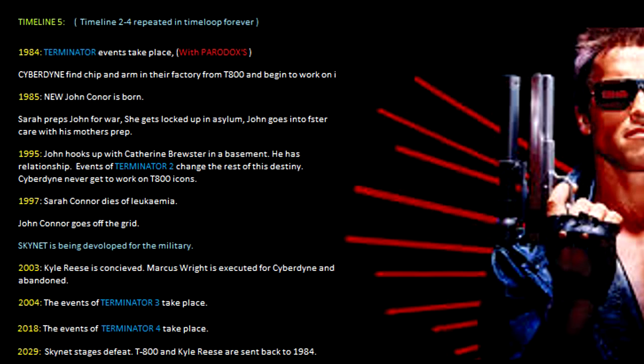Timeline 5 is the same as Timeline 4, but repeats forever from 1984 to 2033. So because this period repeats over and over, it becomes a tangent universe created by Skynet. In this universe, time is like a circle. It has a loop that has no beginning or end.